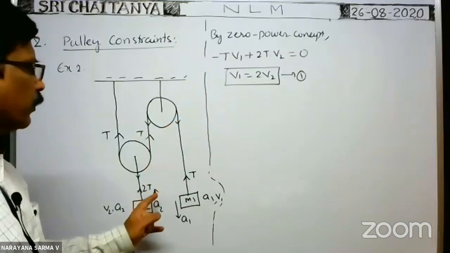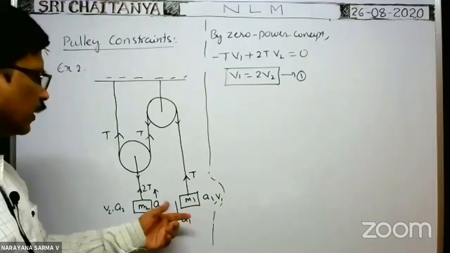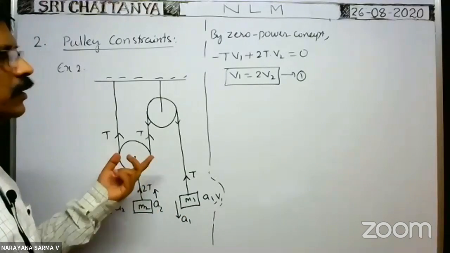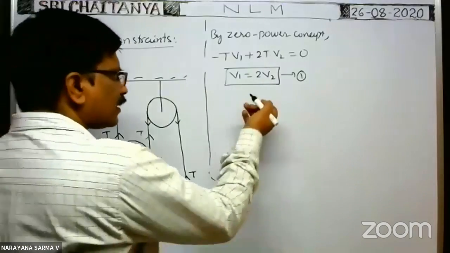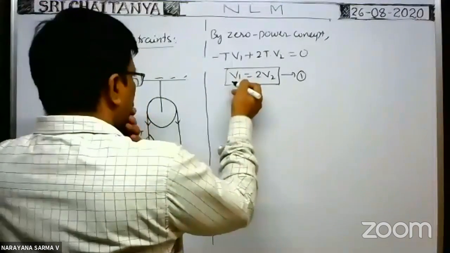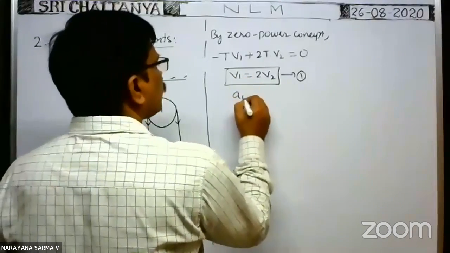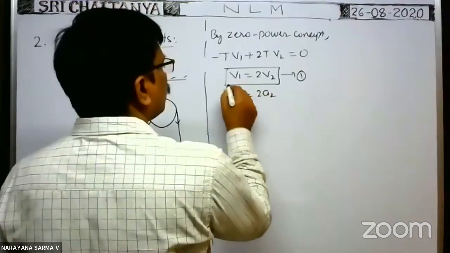v2 is equal to v1 by 2. అంటే ఇది v1 velocity తో మూవ్ అవుతుంటే ఇది దాంట్లో హాఫ్ ఆఫ్ ది వెలాసిటీ తో పైకి మూవ్ అవుతుంది. ఓకే, అదే యాక్సిలరేషన్స్ రిలేషన్స్ అంటే దీని విత్ రెస్పెక్ట్ టు టైం డిఫరెన్షియేట్ చేస్తే అప్పుడు a1 is equal to 2 into a2 రాసుకోవచ్చా?